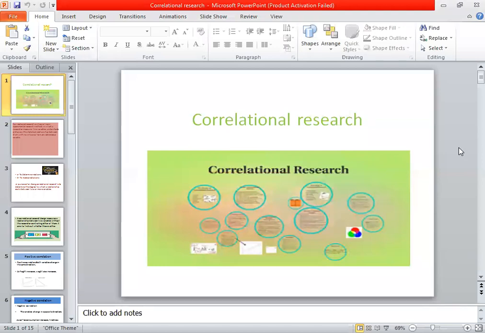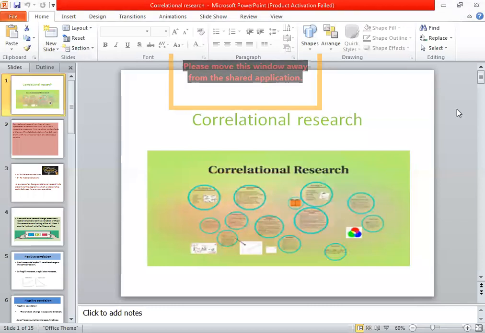After doing an introduction to quantitative and qualitative research methodologies, I have chosen correlational research from quantitative research to do it completely, so that you can understand the nature of quantitative research. Correlational research is a type of quantitative research.